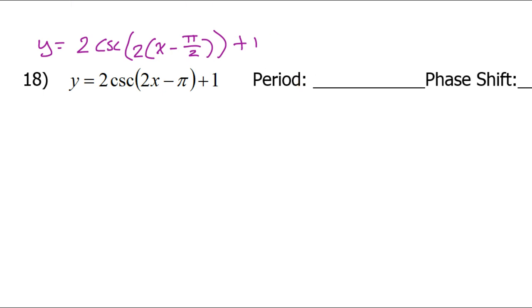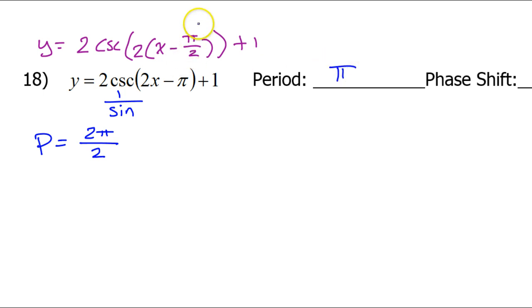Let's talk about the period. The cosecant is the reciprocal of the sine function, so that's good to keep in mind. Just like the normal period for the sine function is 2 pi, that's going to be the same for cosecant. So the period of this function is going to be the normal period divided by the b value, which is 2. So these will cancel out, so the period is going to be pi.